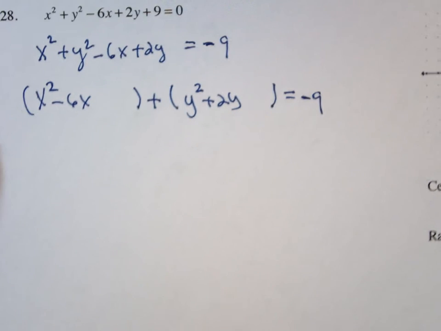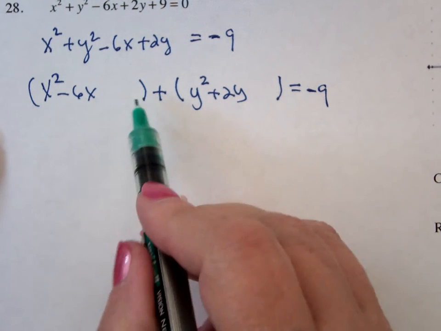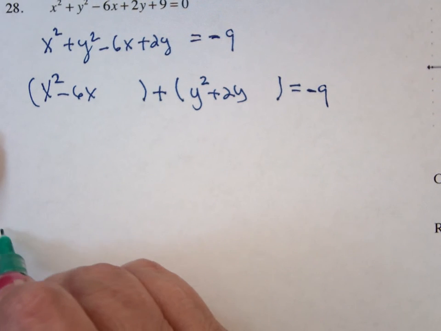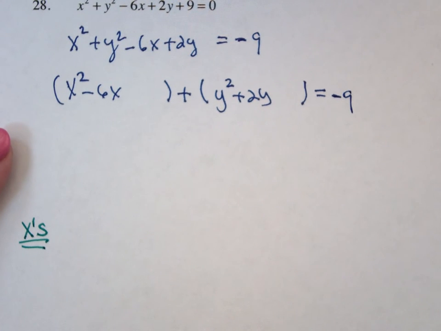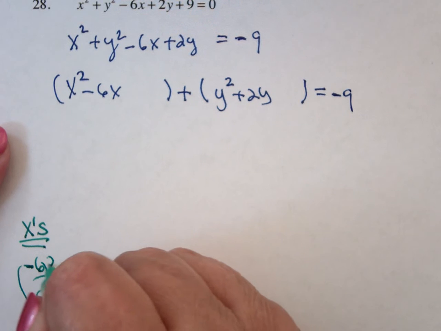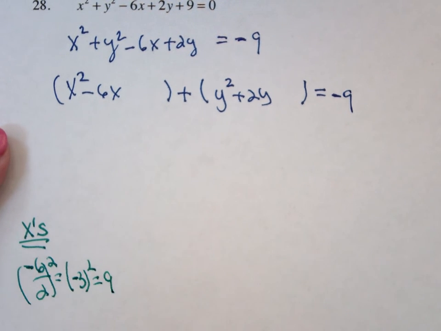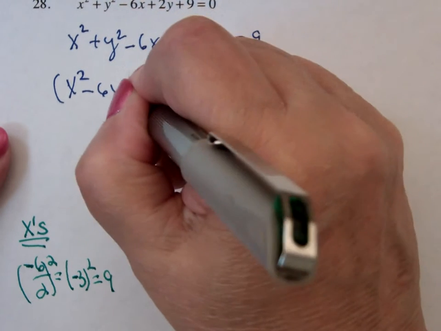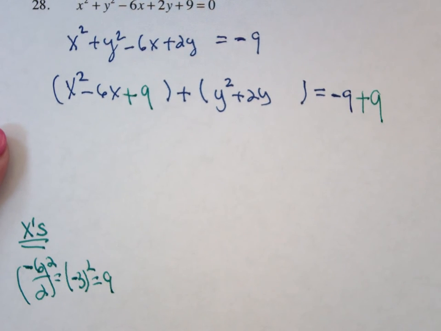by, and I'm going to move this up, I'm going to do that by taking, for the x's, b, which is negative 6 over 2, and squaring it, which is negative 3 squared, or 9. And then I'm going to add 9 to both sides.